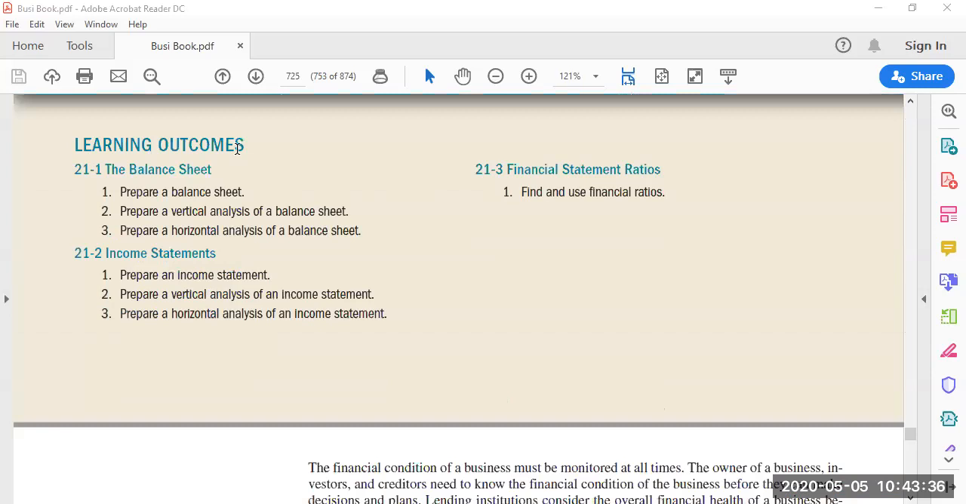So in this chapter, we have three major learning outcomes. The first learning outcome that we will look at will be the balance sheet. Second, income statements. And thirdly, financial statement ratios. So let's get started with the balance sheet.